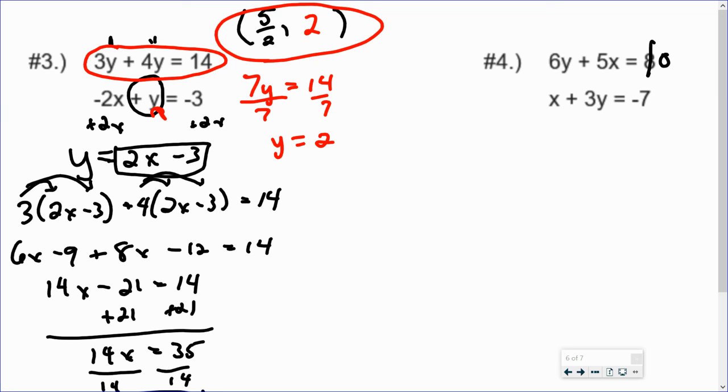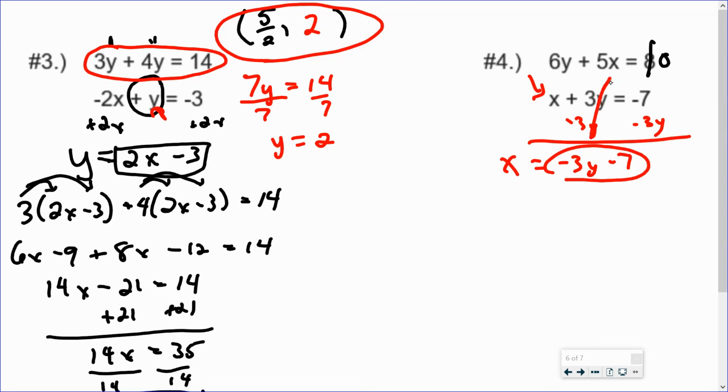Now this one again doesn't play very nice. It looks like I'm going to try to get this x by itself. So let's subtract 3y from both sides. Okay, so now let's put that in for this x. Yeah, I changed this one to 10 because that other number doesn't work very well. All right, I don't like parentheses, so let's get rid of the parentheses.